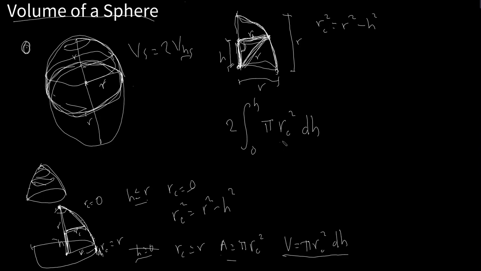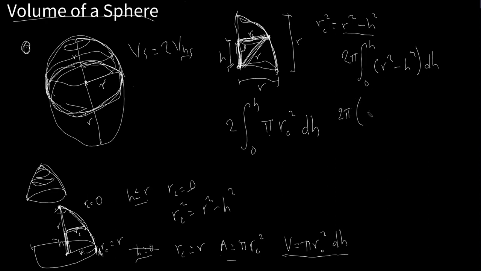And so now let's substitute our values of r sub c, and since pi is a constant, let's take it out. So this will be 2 pi, right? We take the pi out, integral from 0 to h of r sub c squared. So r sub c squared is just r squared minus h squared, right? And we take here dh. r is a constant, right? Because r is the radius of the sphere. So we simply take the integral here.